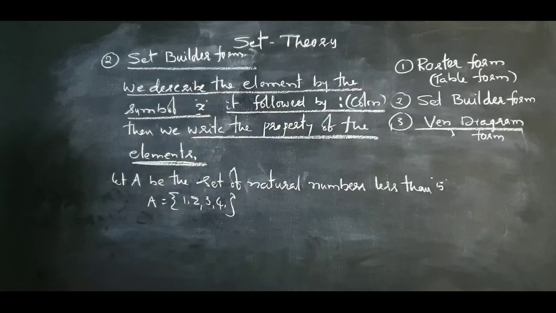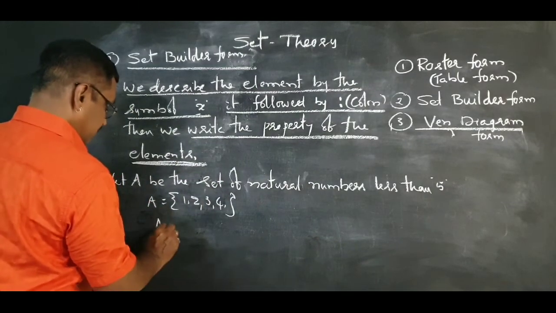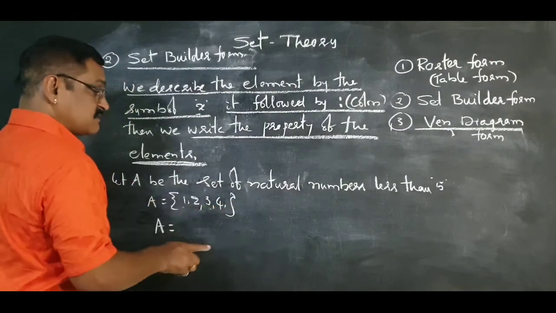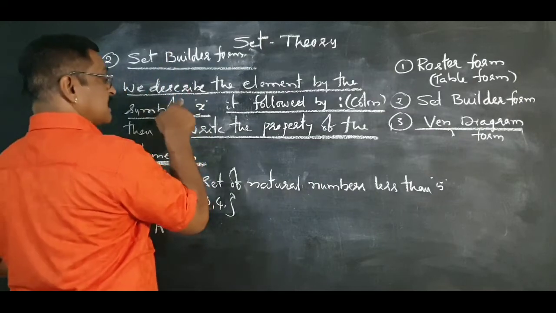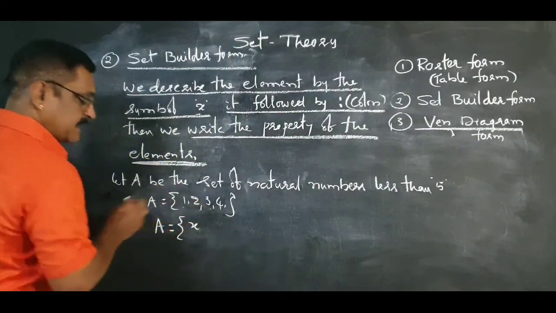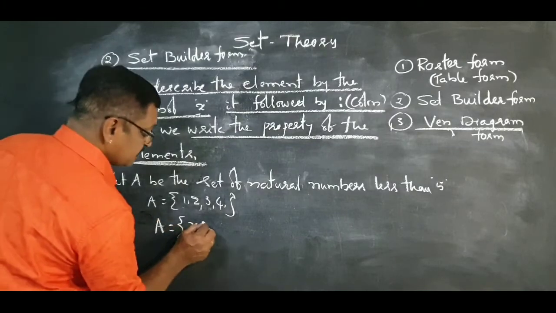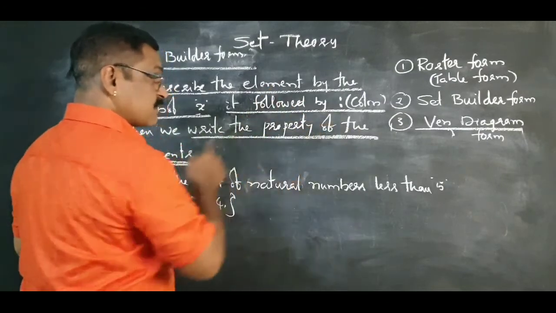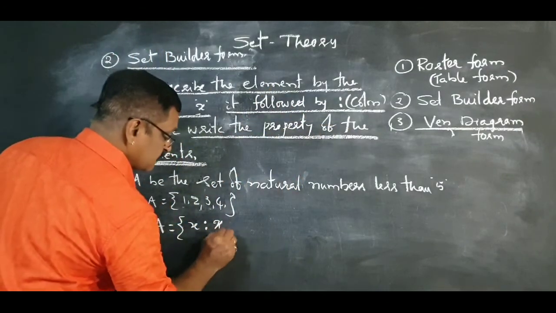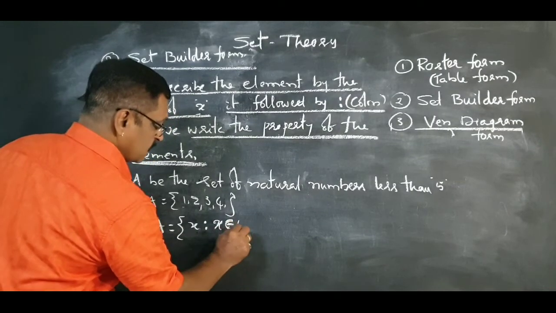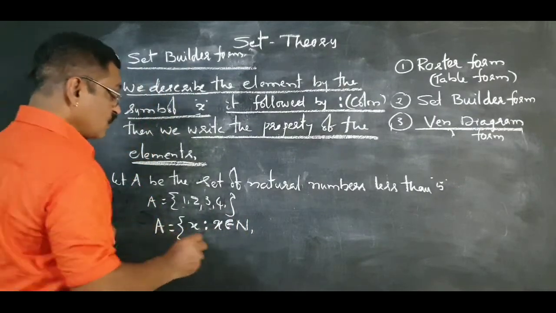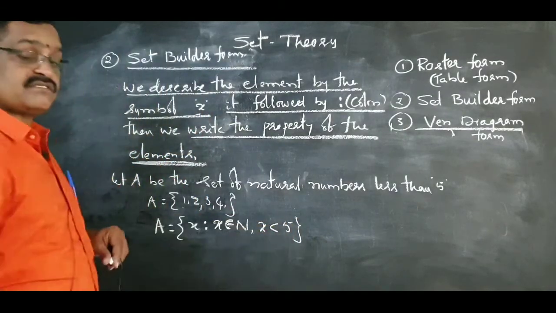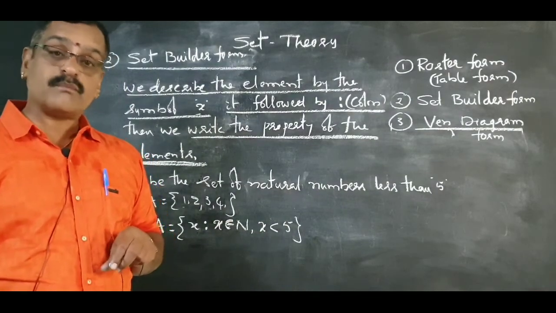Here also we write first A is equal to. The elements 1, 2, 3, 4 are described by the letter x. So first we write x followed by the symbol colon, and after that we describe the property. What is the property? x belongs to natural numbers, and moreover x is less than 5. So this is the set builder form.